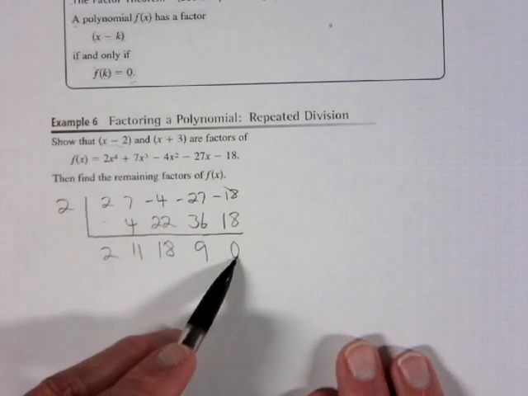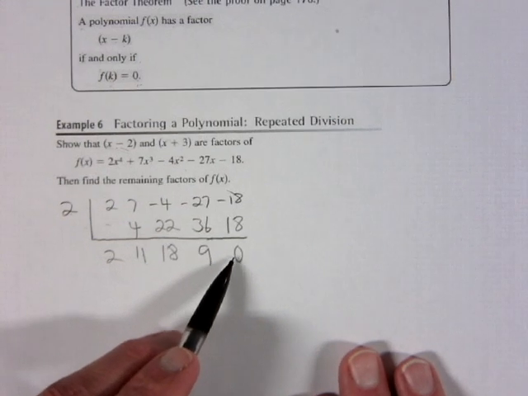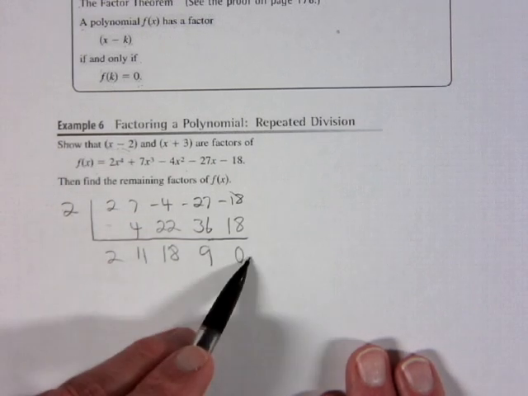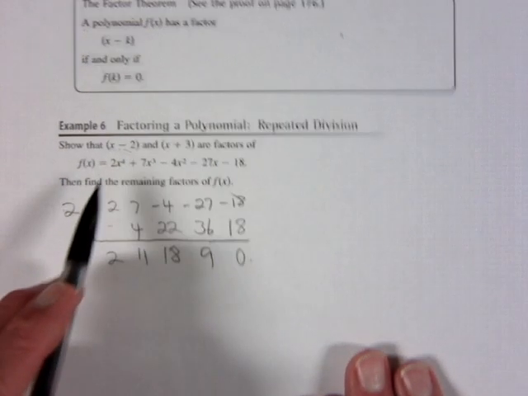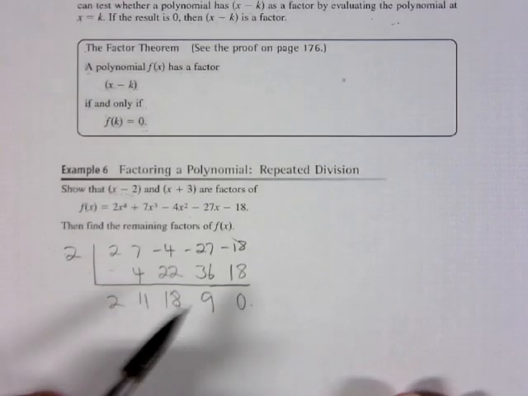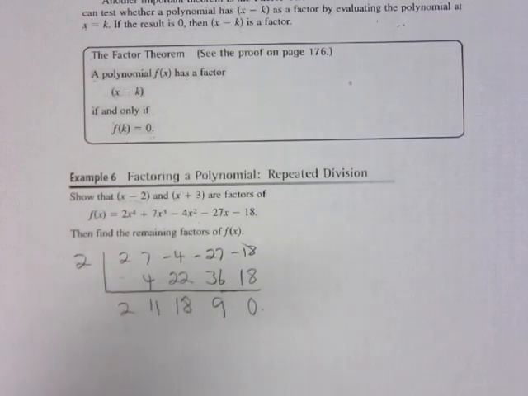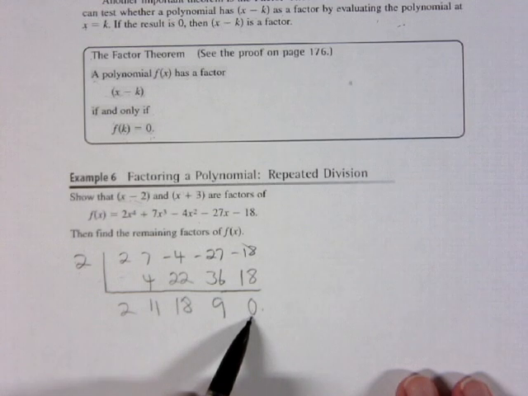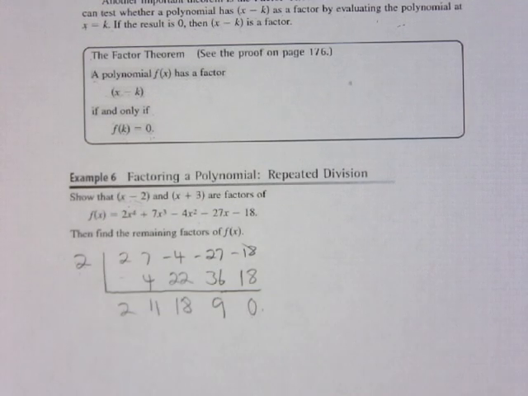Why? Because my remainder is 0. And remember, if the remainder is 0, then that means that f of 2 is 0. And if f of 2 is 0, then we know by the factor theorem that it's a factor. So to show that it's a factor, we're using the factor theorem, and we're also using the remainder theorem to show that if this divides evenly, then it must be a factor. That's how we're tying all of these statements together.